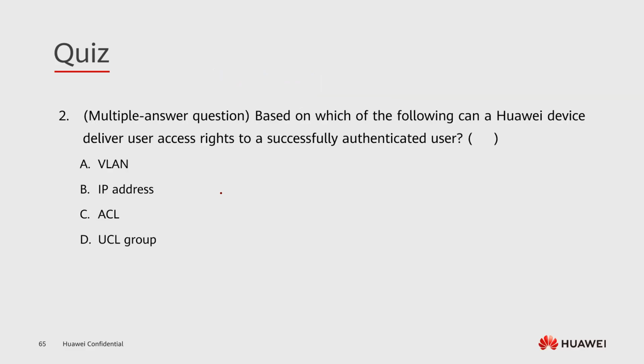Next, based on which of the following can Huawei devices deliver user access rights to a successfully authenticated user? For the authorization, we can only authorize the VLAN, the ACL, and the UCL group. The IP address cannot be authorized. So the answer is ACD.